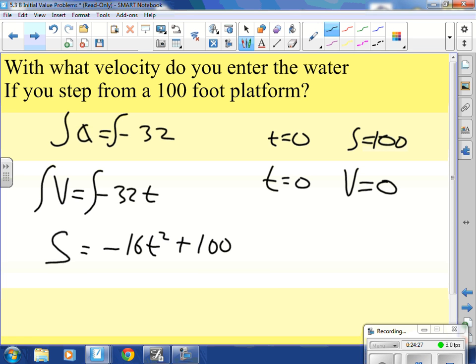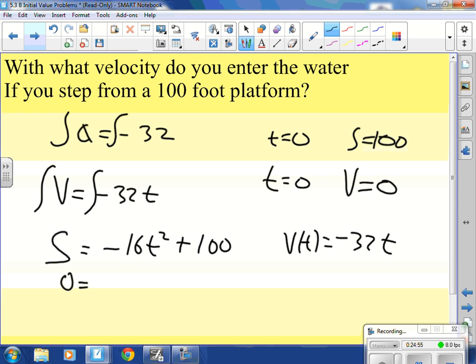Again, the question is, find the velocity. So we're going to use V of t is negative 32t. But the real question is, how long does it take you to hit the water? Because if I can figure out how long it takes, then I've got a way to calculate the velocity. What do I need right here? 0. When I hit the water, my position is now 0.